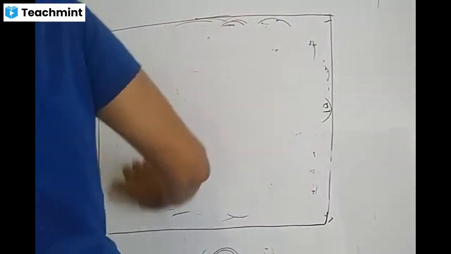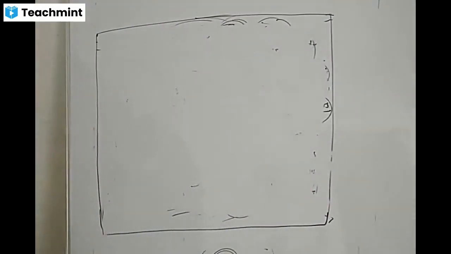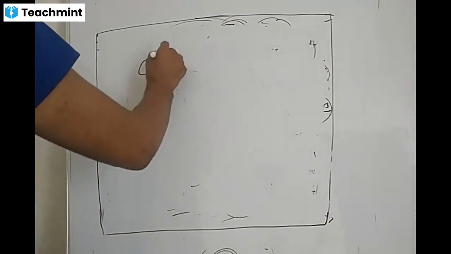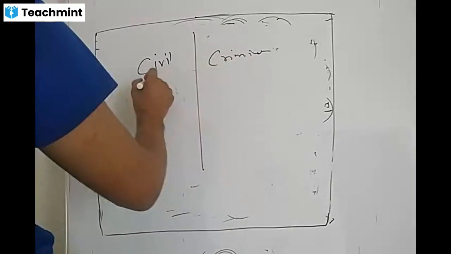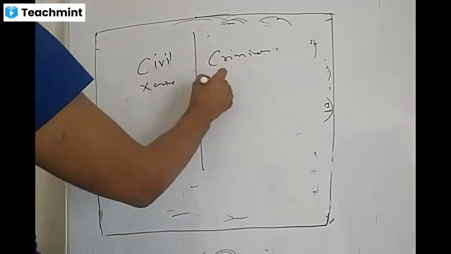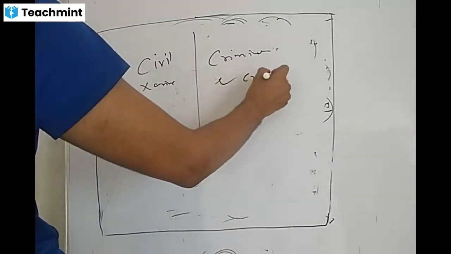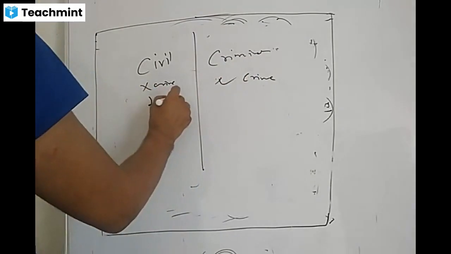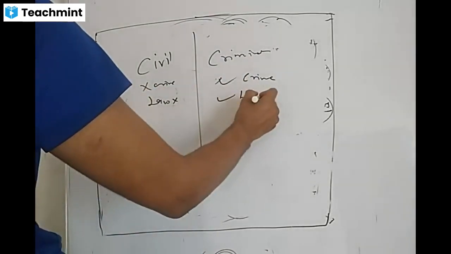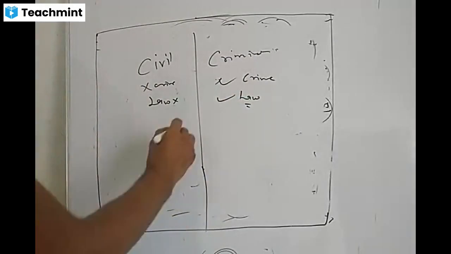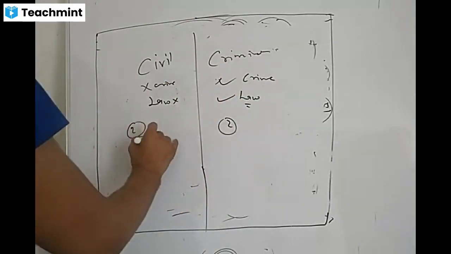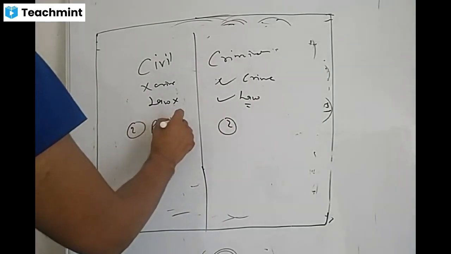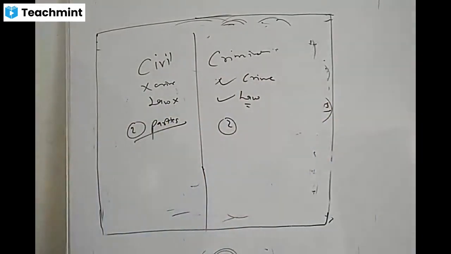One more difference between your civil cases and criminal cases. In case of civil, no crime. In criminal, crime is committed. Here, no law broken; here, law is broken. And the next difference: whether it is a civil or a criminal case, two parties are involved.